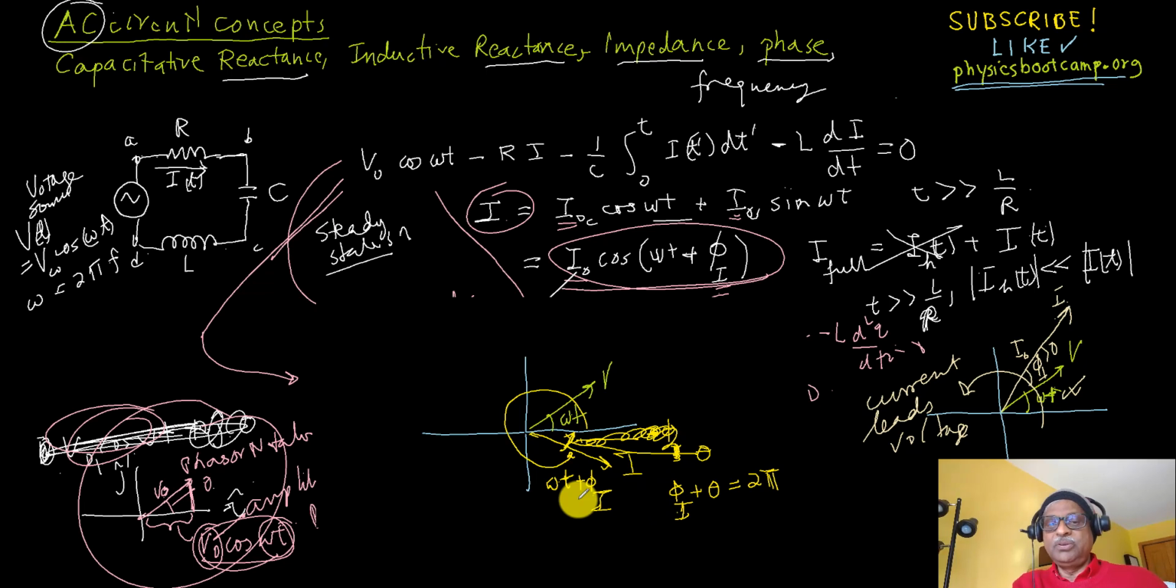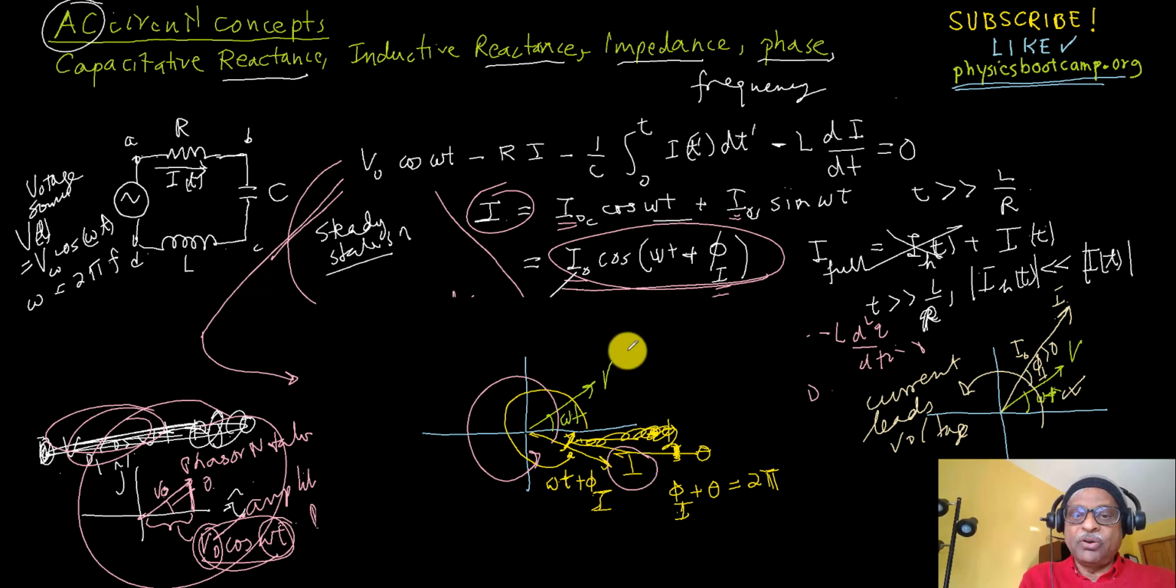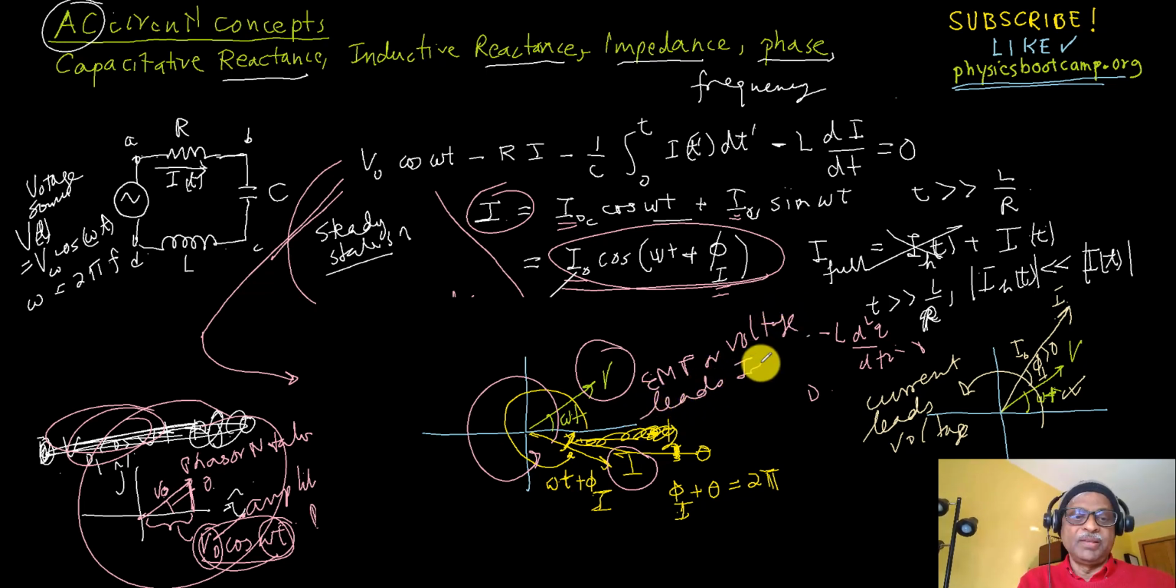Or you can actually simulate the same thing as phi I being negative. So in this case, both of these vectors are rotating, but I is always behind V. So we say EMF or voltage leads I.